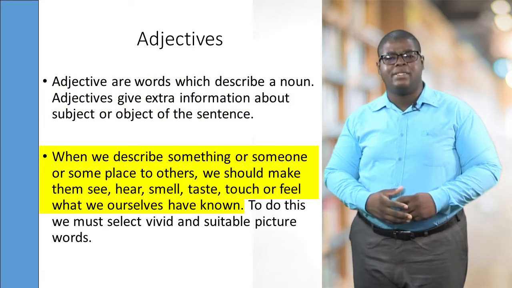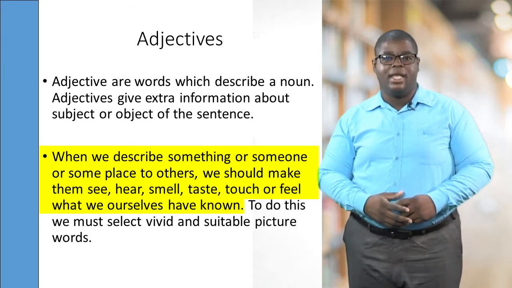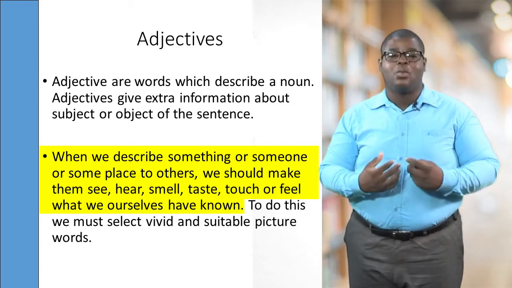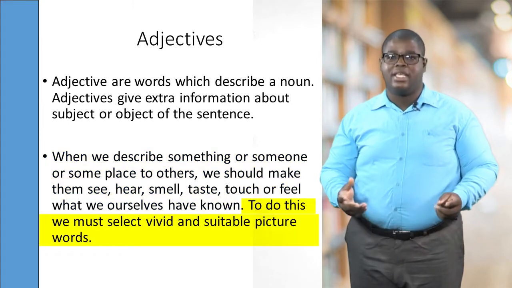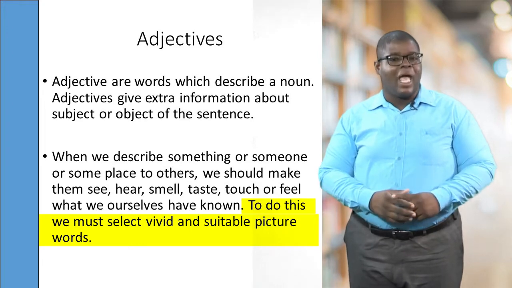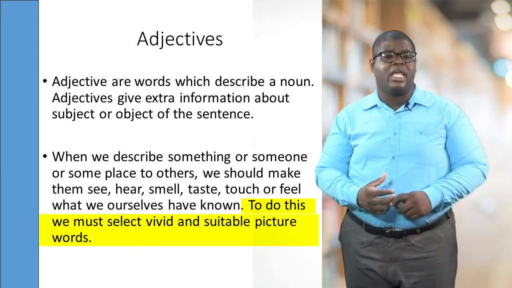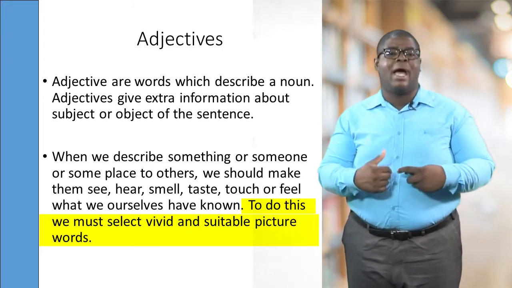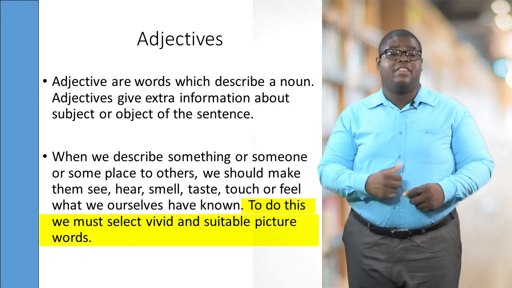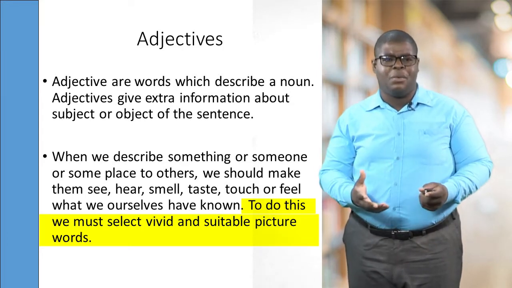Now, when we describe something or someone or some place to others, we should make them see, hear, smell, taste, touch, or feel what we ourselves have known. To do this, we must select vivid and suitable picture words. And this is very important. So the adjectives that we're using should help to create an image in the mind of your readers. They should also be able to associate whatever you're describing with their senses. They might not be able to associate them with all 5, but at least a few, 1 or 2.